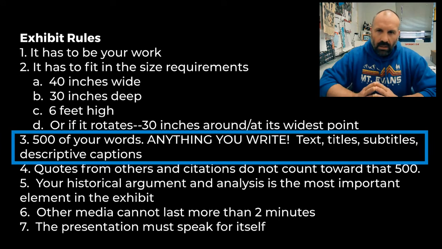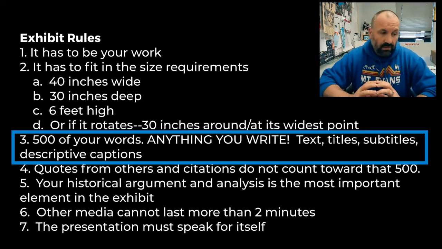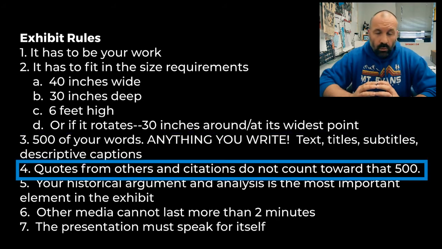All right. Anything that you have authored counts against those 500 words. The title, headings, subheadings, picture captions, which need to be there. You don't put anything up there that you don't explain what it is. So anything that you have written counts towards that 500 word limit. So that's not a whole lot to work with. Quotes, whether they be direct quotes from a primary source or direct quotes from a secondary source, do not count towards that 500 word count.